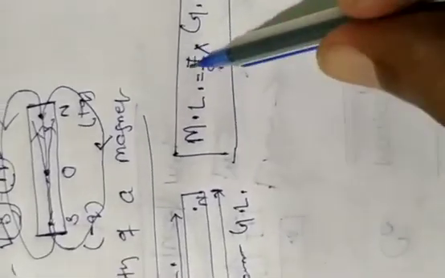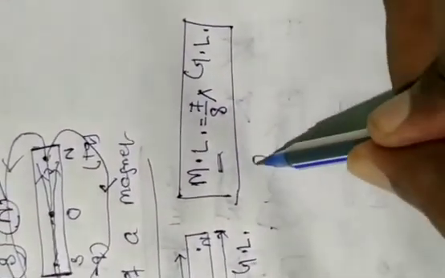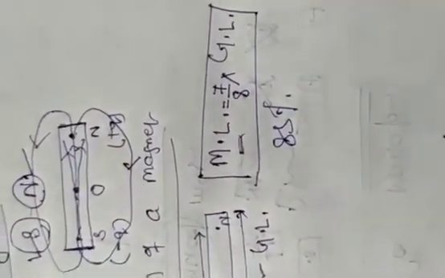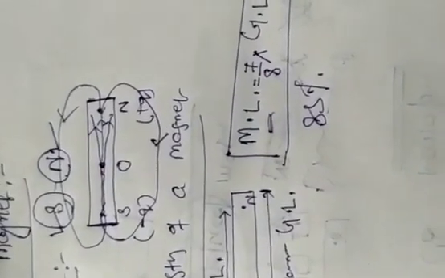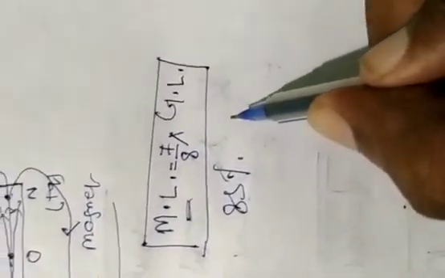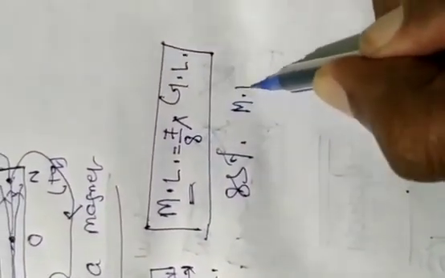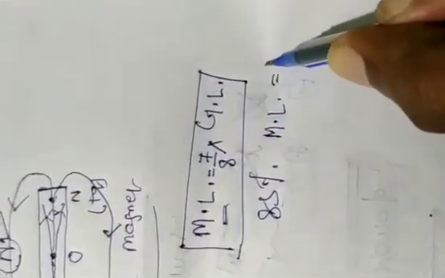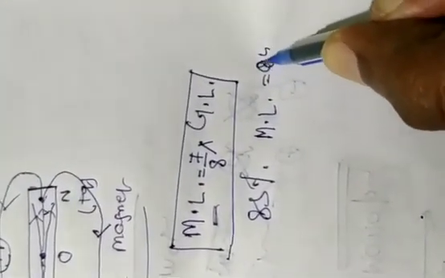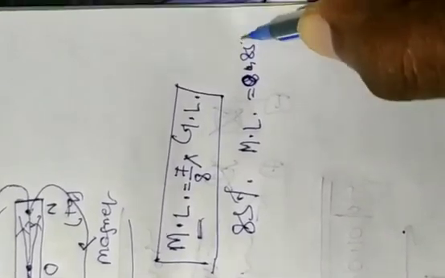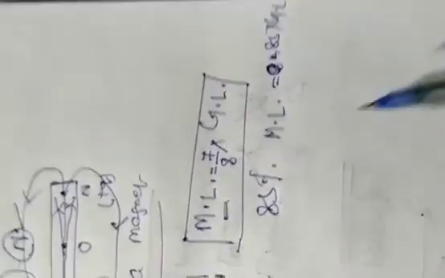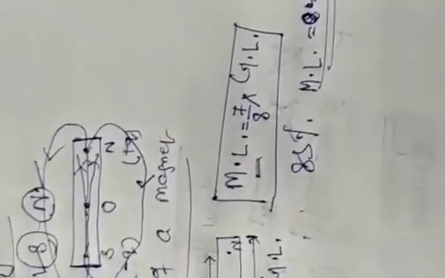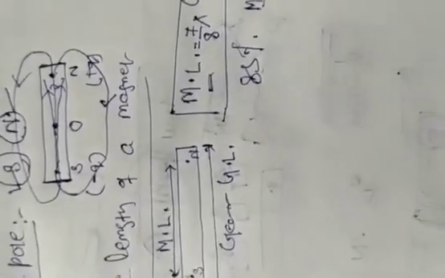That is, the magnetic length is 85% of its geometric length, and hence we can also write magnetic length is equal to 0.85 multiplied by geometric length. This is the relation between magnetic length and geometric length.